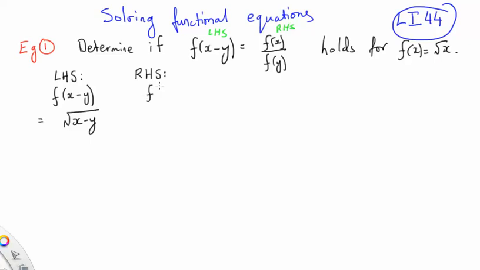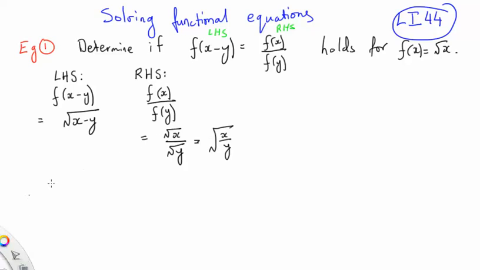So for our right-hand side, we copy it out. We've got f of x on f of y, which equals the square root of x over the square root of y. Another way to say that is the square root of x on y. These are equivalent ways of saying the same thing.